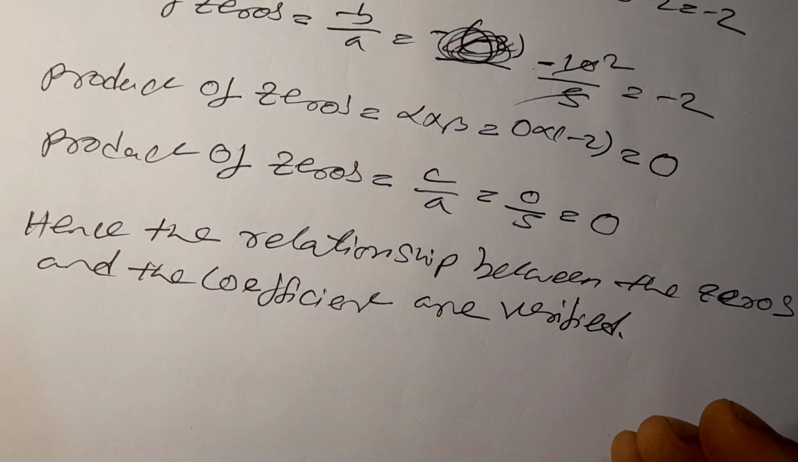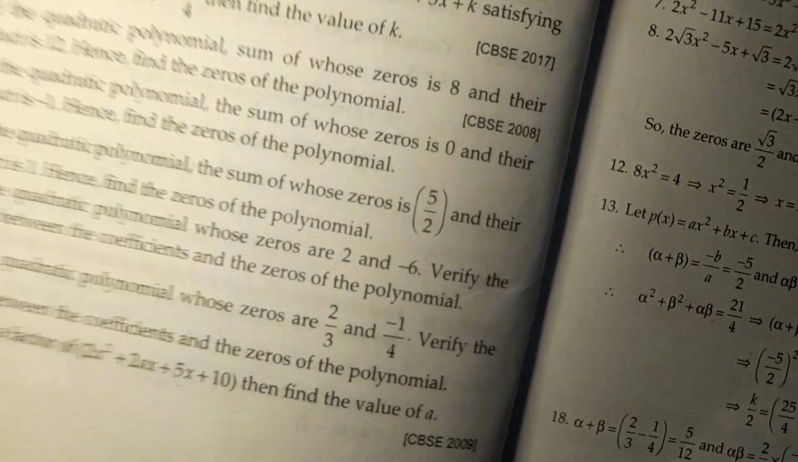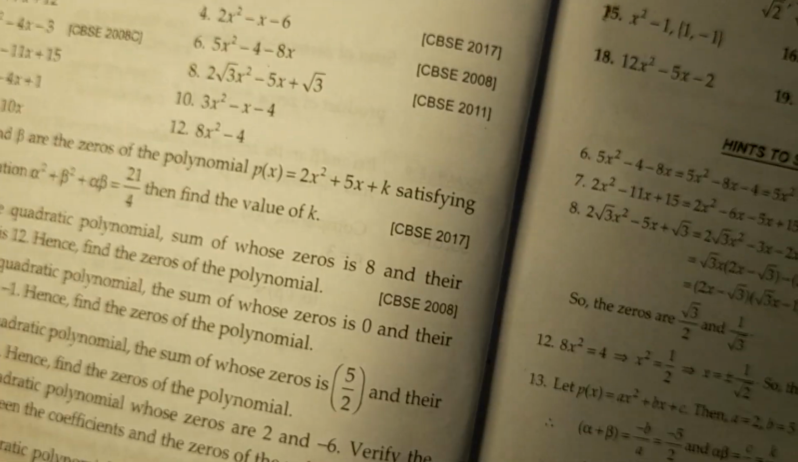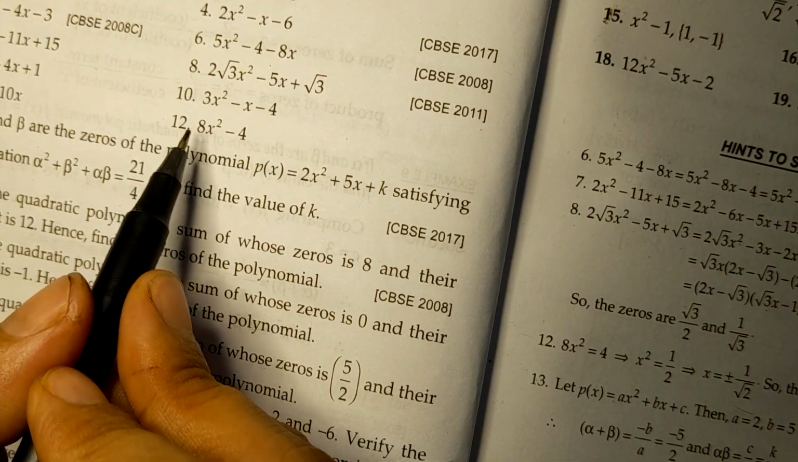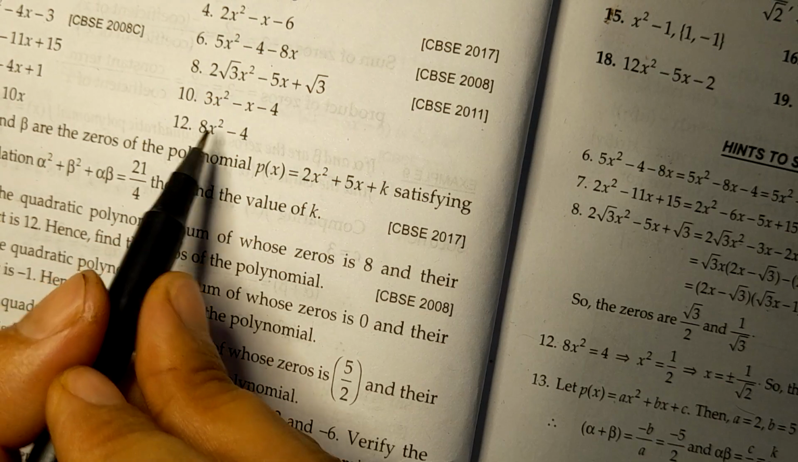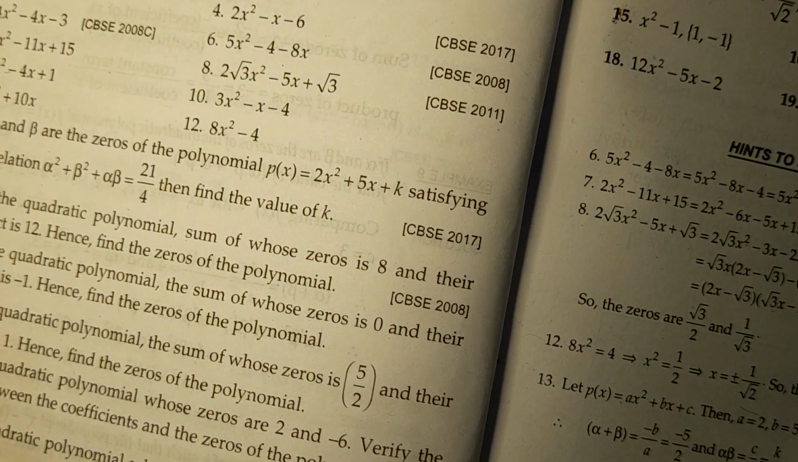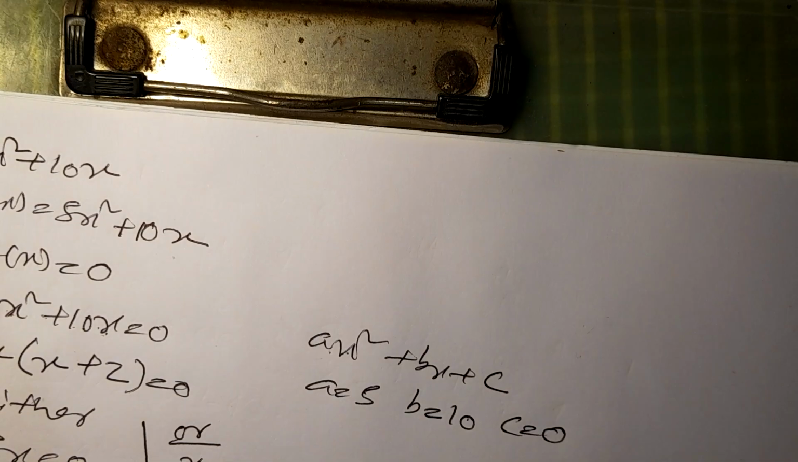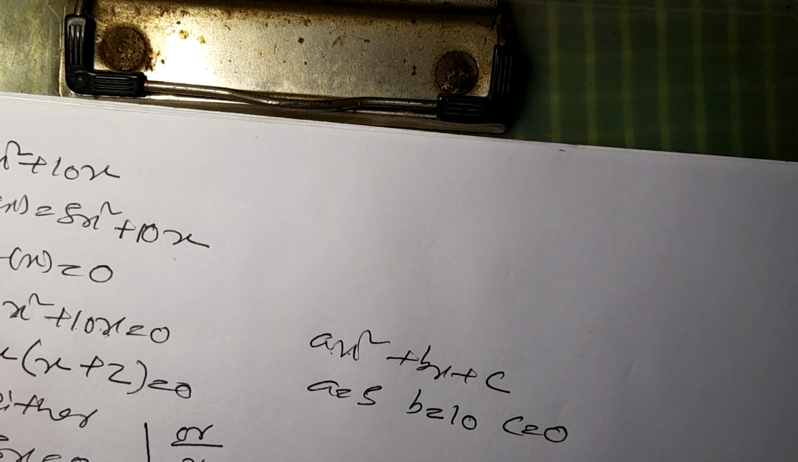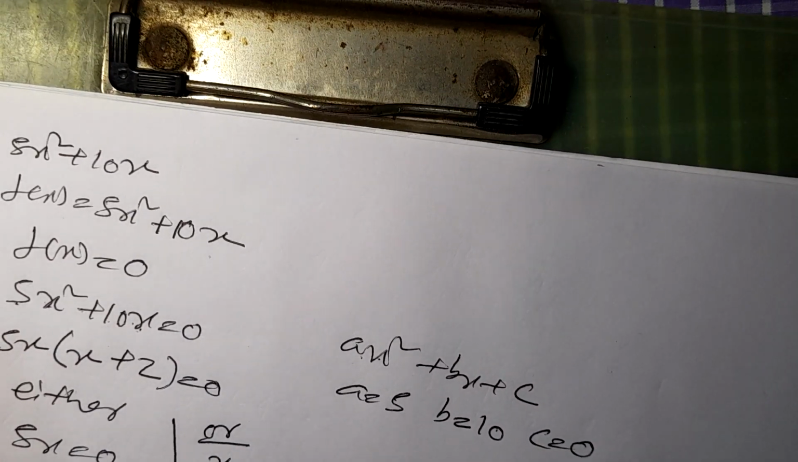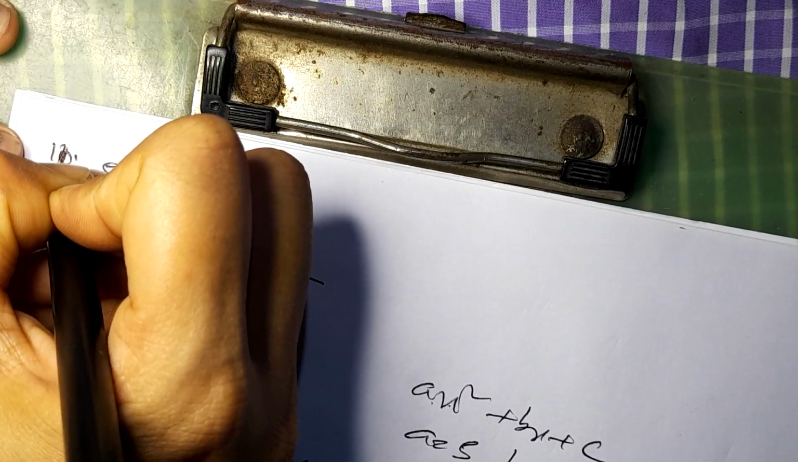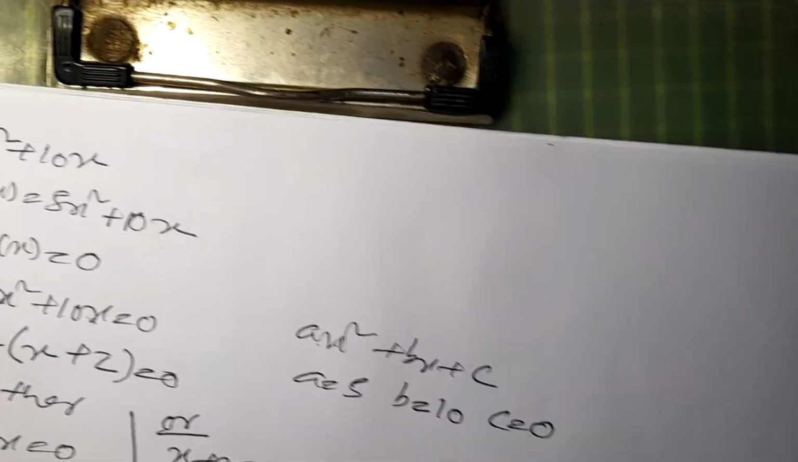So now the next question. This is also a little bit different. This is also two terms. That is question number 12: 8x square minus 4. Question number, I think not, this is not question number 10. This is question number 11. Now question number 12.